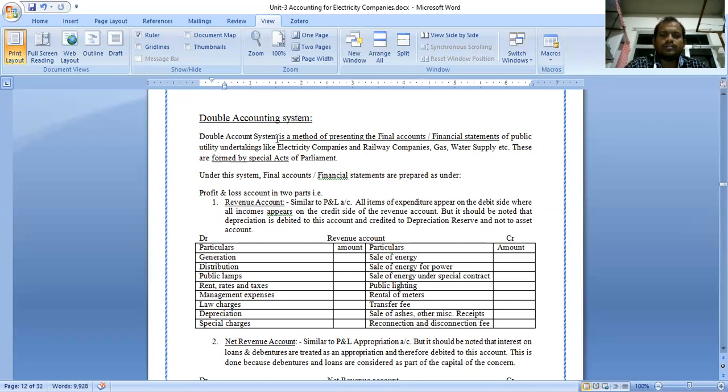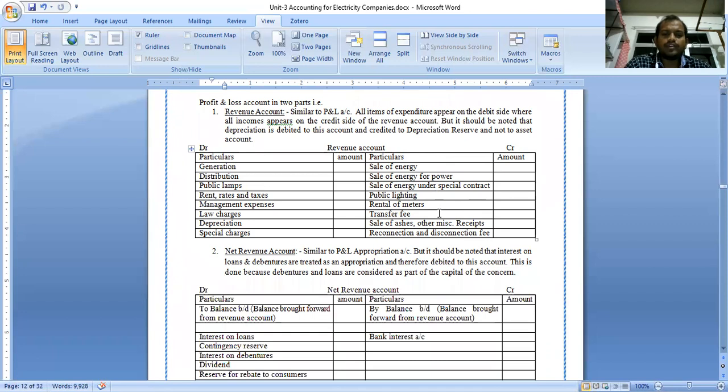In the revenue account, all items of expenditure appear on the debit side, whereas all incomes appear on the credit side of the revenue account. And the net revenue account is similar to the profit and loss appropriation account, but it should be noted that the interest on loans and debentures is treated as an appropriation and therefore debited to this account. Whatever the appropriations, we have to debit. This is done because debentures and loans are considered a part of the capital of the concern.